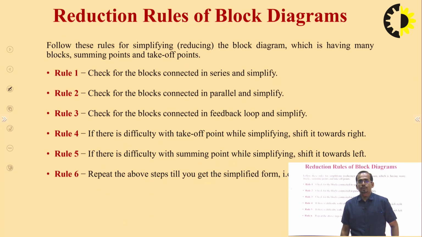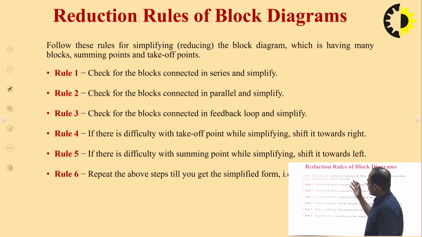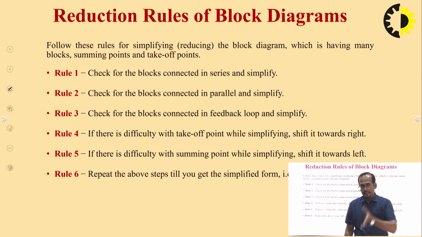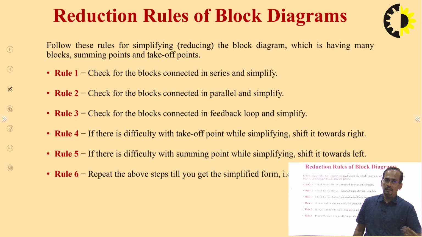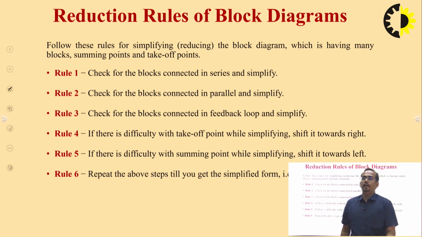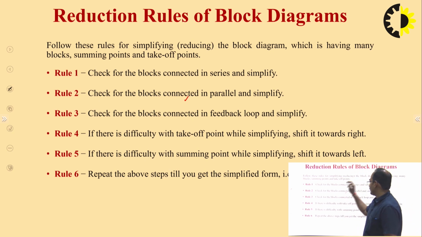So now I am coming to the reduction rules of the block diagrams. For reduction purposes, you can use these rules for simplification of the block diagram. First rule is to check for the blocks connected in series and simplify. First of all, you have to identify whether the blocks are connected in series. If they are connected in series, then you will first simplify the series connected or cascaded blocks. Second rule is that you have to identify the parallel connection in the block diagram. Identify and simplify them by using the rules that I have told you.